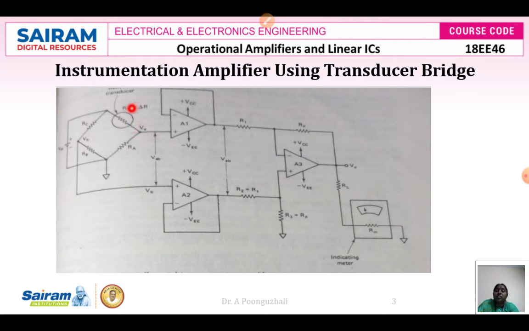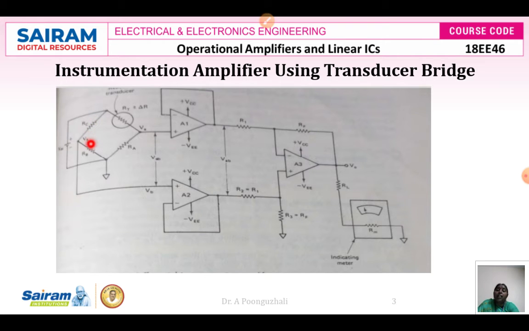This bridge is driven by a DC voltage. Here we assume that this bridge is a balanced bridge. When this bridge is balanced, the voltage generated at this point and at this point is the same. So VA is equal to VB when the bridge is balanced. Once the bridge is balanced, the RA value, RB value and RC value are all the same, and this RT is going to vary according to the quantity we want to measure.